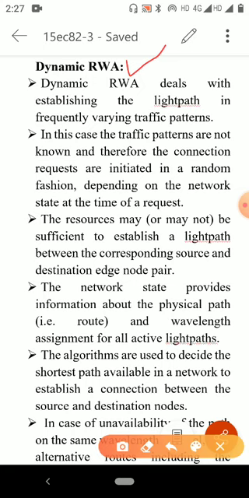The algorithms are used to decide the shortest path available in a network to establish a connection between the source and destination nodes. In case of unavailability of the path on the same wavelength channel, alternative routes, including the possibility of wavelength conversion, can be explored.